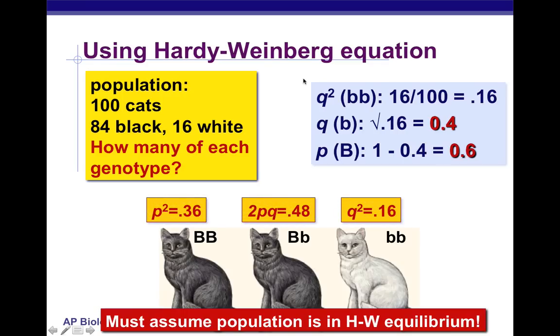So this is the type of problem you might get on a test. Basically I give you this information, I say that white's recessive, and then you need to figure out, well, what's P, what's Q, and so on. You would need to figure out these numbers. That's kind of the goal.